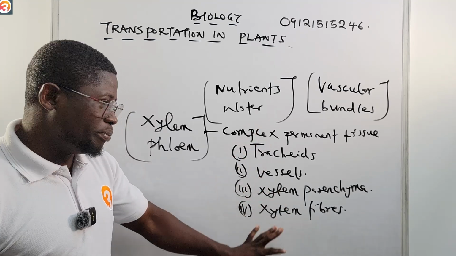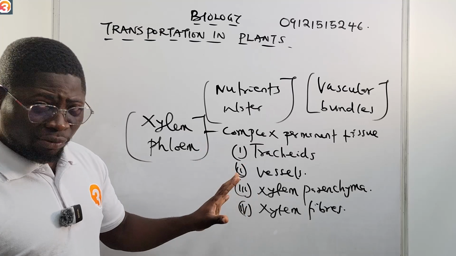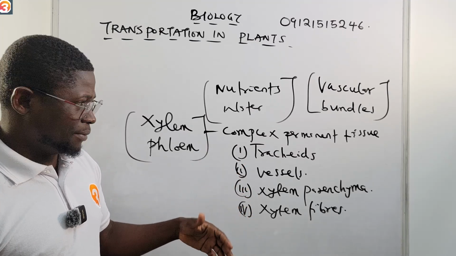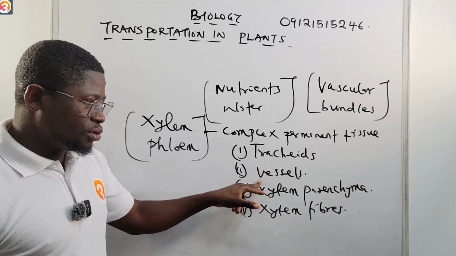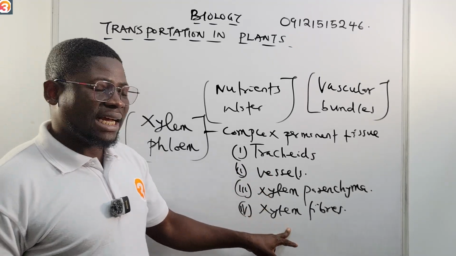You must know all 4. Please take note of them. They are very important. You will see them in your past questions; you start seeing most of them. So, made up of 4 types of cells: the tracheids, the vessels, the xylem parenchyma, and the xylem fibers.